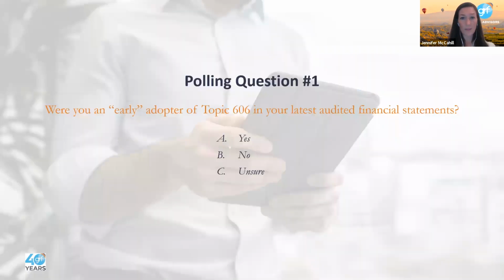If we flip to the next page, before we dive in, we'll start with a polling question in the first CPE. The polling question: were you an early adopter of Topic 606 in your latest financial statements? Maybe you were one of the very prepared 12/31/2019 year ends that had your audit very early and you were required to adopt it before that delay in COVID. But have you adopted it yet? Are you a pioneer or are you still navigating what needs to be done?